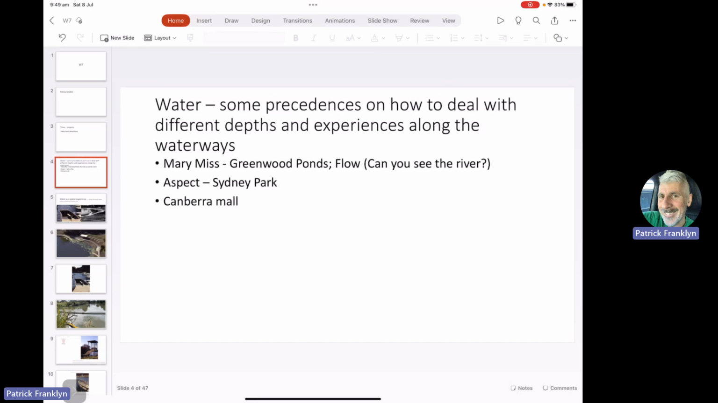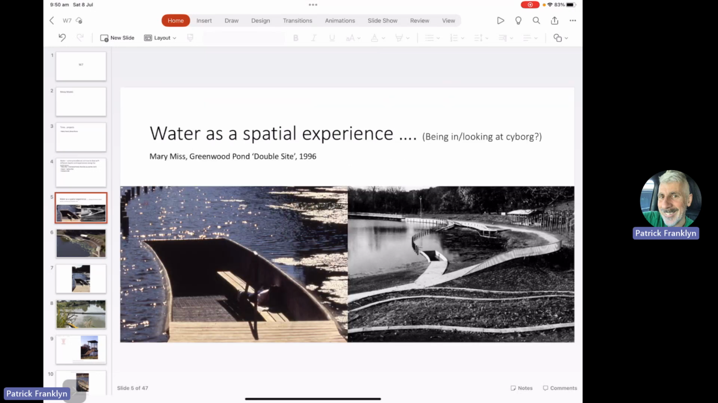Firstly, I want to talk about these few projects, particularly Mary Miss. I've always been a big fan of Mary Miss's work. She's an American, sort of comes out of a land artist movement, I think, but she's been practicing and is still practicing. So there's 2 projects I want to have a quick look at. One is Greenwood Ponds and the other is Flow. We'll have a quick look at the Aspect Sydney Park project and a little image I got from Canberra Mall a few days ago.